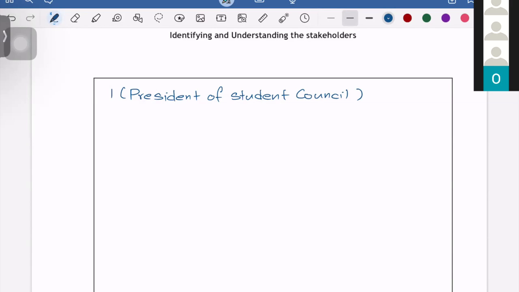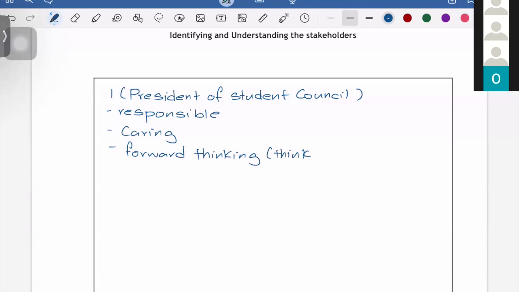Now, some things or personality traits you would know of the president of a club. Naturally, someone that is responsible. Someone that's caring because he is in charge of the whole student body. Someone that is forward thinking. So that means you're thinking about the long-term benefits.